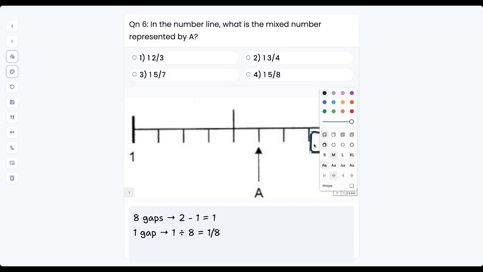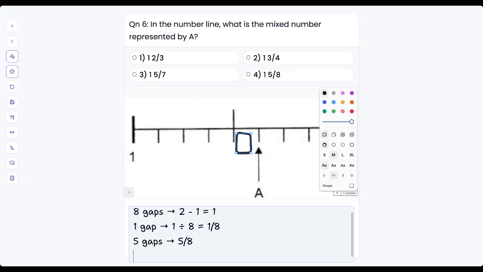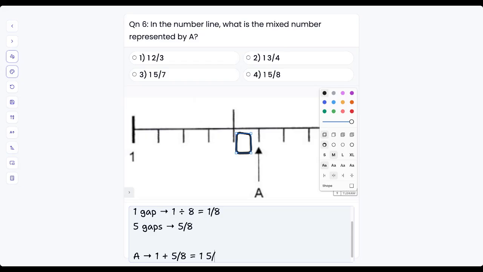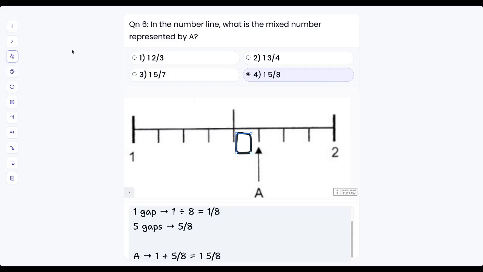So now over here, what is A? We can just calculate 1, 2, 3, 4, 5, 6. Wait, sorry, not 6, 5. 1, 2, 3, 4, 5. So in this case, 5 gaps is equal to 5 over 8. So A is equal to 1 plus 5 over 8, which is equal to 1 and 5 over 8, which is option number 4. There you go, that's the answer. All right, let's move on to the next question.